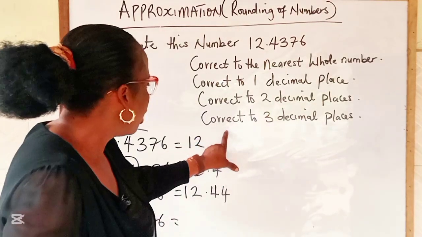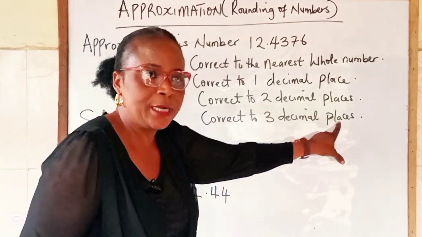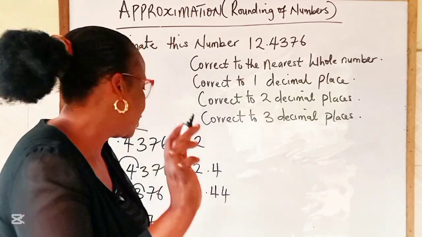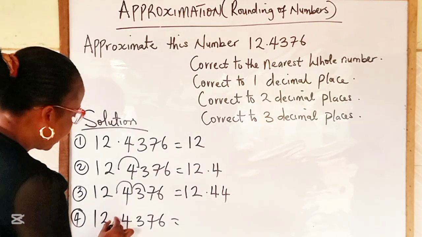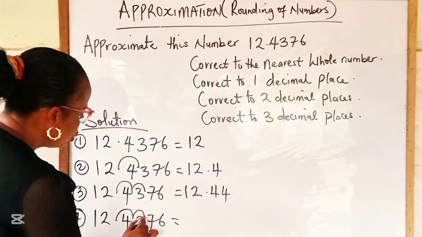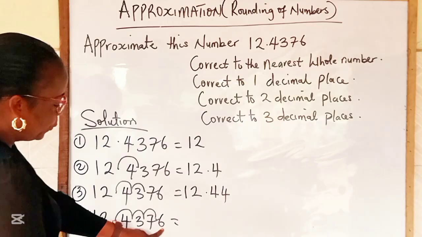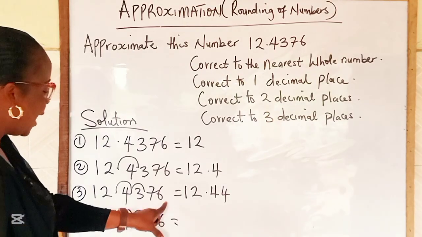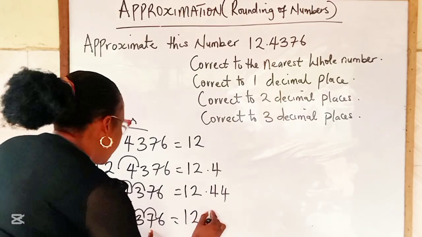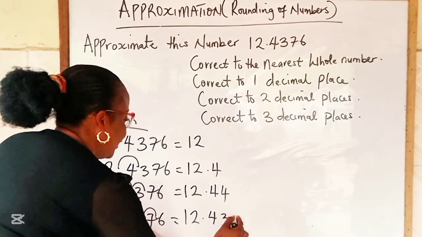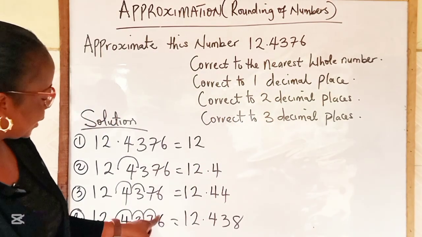Then the last number is 12.4376. And we have correct to 3 decimal places. So we are going to count 3 decimal places. Are you ready? Okay, let's count. From our decimal point here, we count 1, 2, and 3. The next number following is 6, is up to 5. So we add it up here and add 1 here. It becomes 12.438.